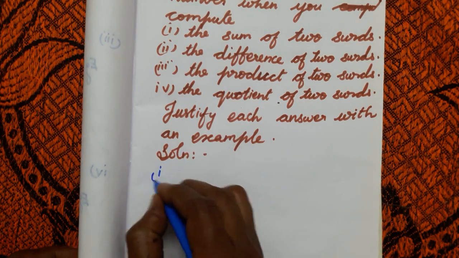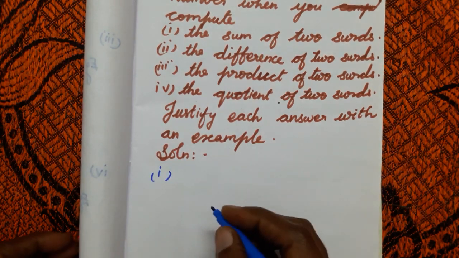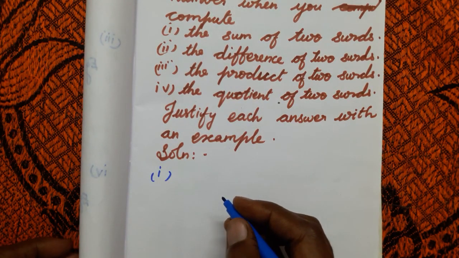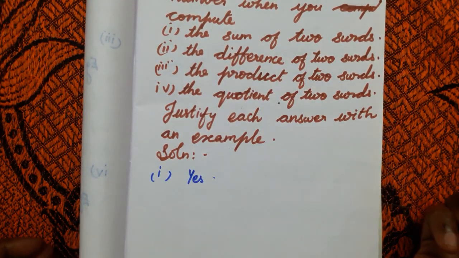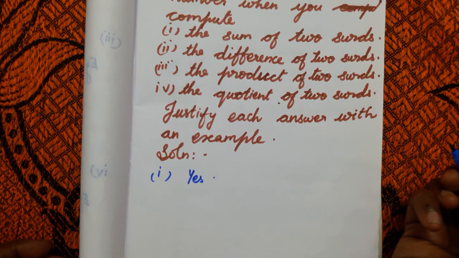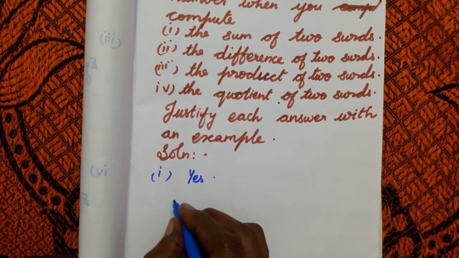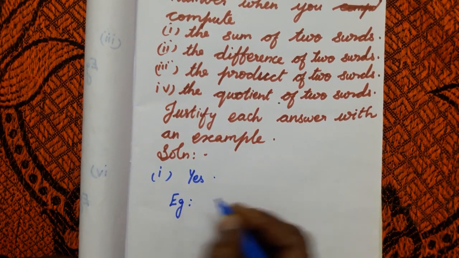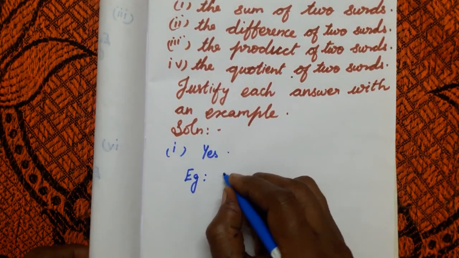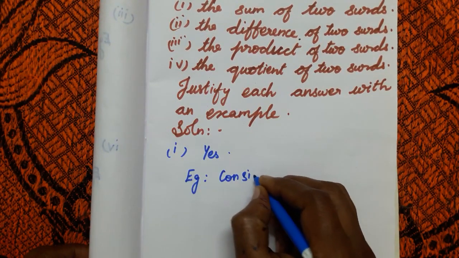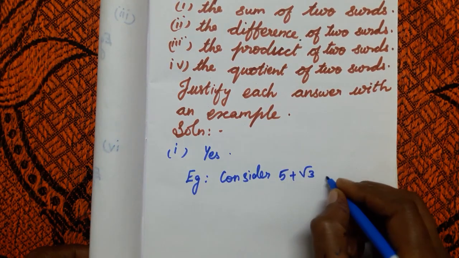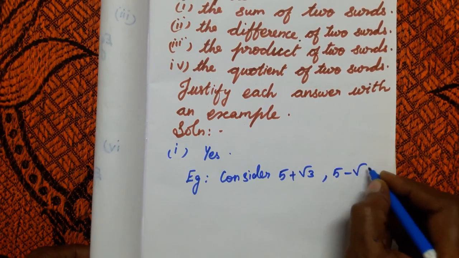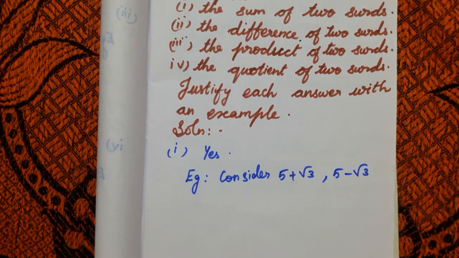First one, can you get a rational number when you compute the sum of two surds? Yes. We can get a rational number as the sum of two surds. For example, consider 5 plus root 3, 5 minus root 3.